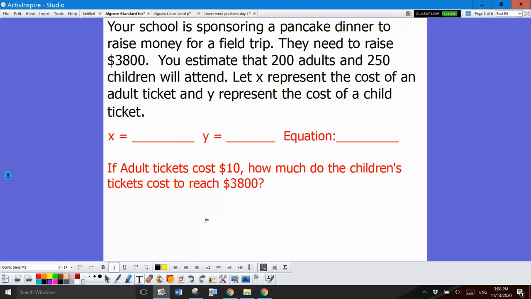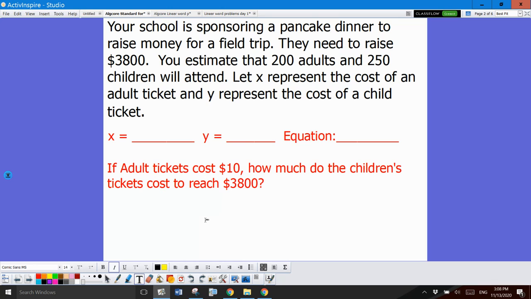Your school is sponsoring a pancake dinner to raise money for a field trip. They need to raise $3,800. You estimate that 200 adults and 250 children will attend. Let X represent the cost of an adult ticket and Y represent the cost of a child ticket.